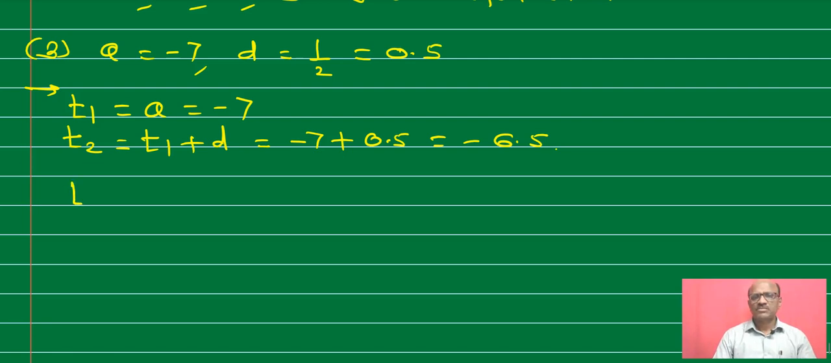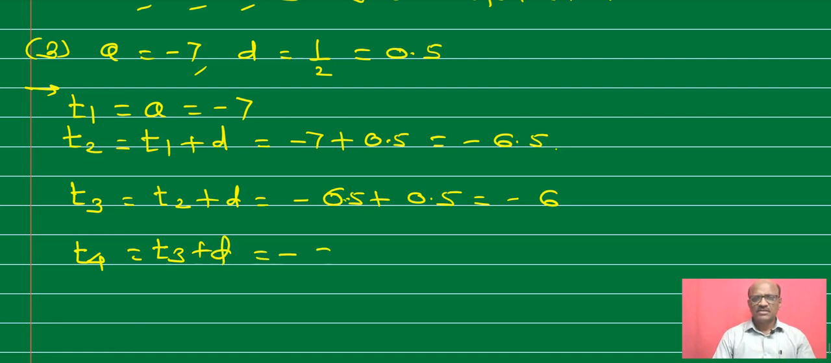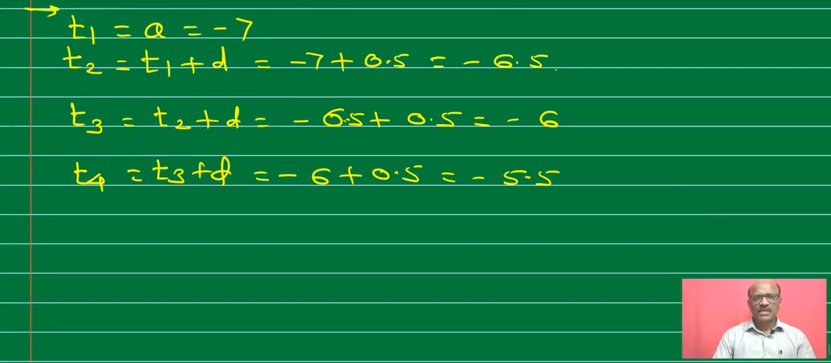That is minus 6.5. Minus 7 plus 0.5, then you will get minus 6.5. T3 is T2 plus D, minus 6.5 plus 0.5, that is minus 6. T4 is T3 plus D, minus 6 plus 0.5, that is minus 5.5. And in this way, minus 7, minus 6.5, minus 6, minus 5.5 are the terms of the AP.